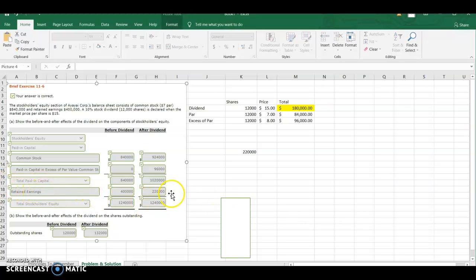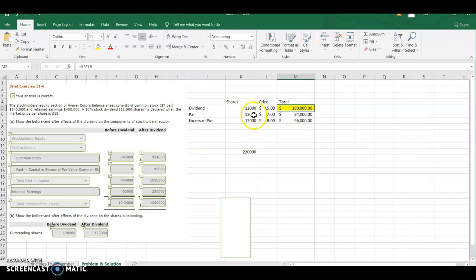we decrease retained earnings by the total value of this dividend. We've added it to the total paid-in capital. And so 400,000 minus 180,000 equals 220,000. And those two numbers add up to the same total stockholders' equity. Nothing has changed. If something's changed, you did your math wrong.